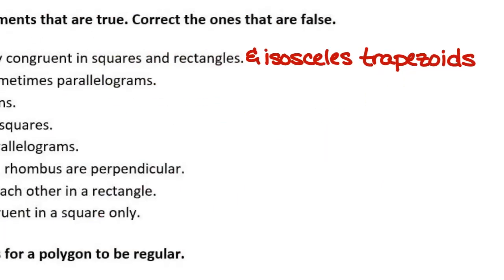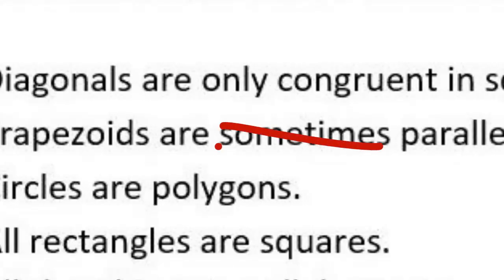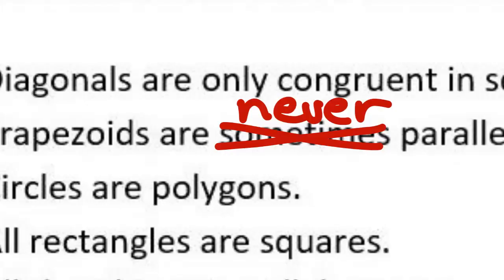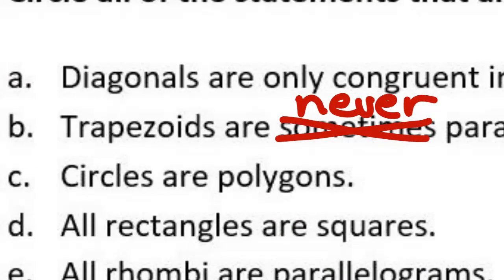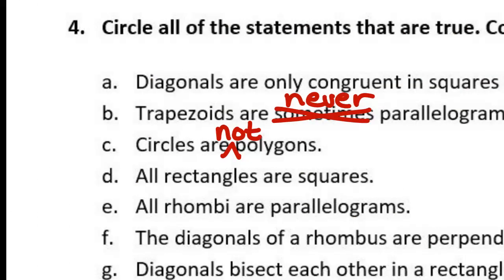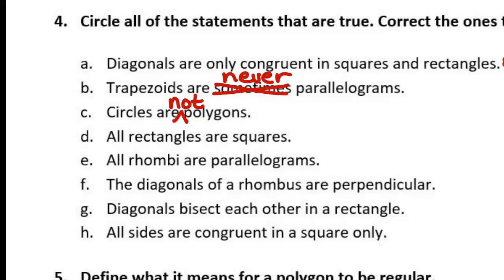Trapezoids are sometimes parallelograms. That is not true. They are never parallelograms. Circles are polygons. A polygon has to be made with straight sides. So a triangle is a polygon, a square and a rectangle, those are polygons. A hexagon is a polygon, but anything with curved sides is not a polygon. So circles are not polygons. All rectangles are squares? No, but some rectangles are squares.